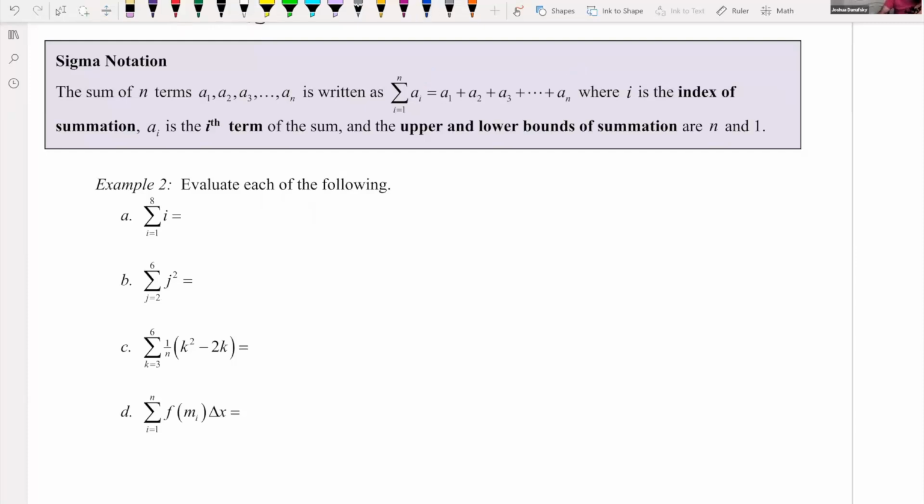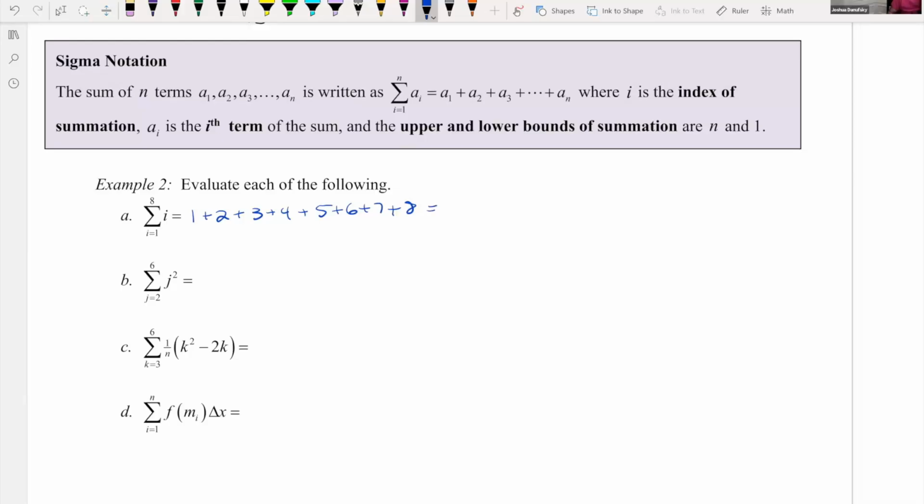So if we look at example 2, evaluate each of the following. Here we're going to be adding up i, where i starts at 1 and goes all the way to 8. So we're going to have 1 plus 2 plus 3 plus 4 plus 5 plus 6 plus 7 plus 8.